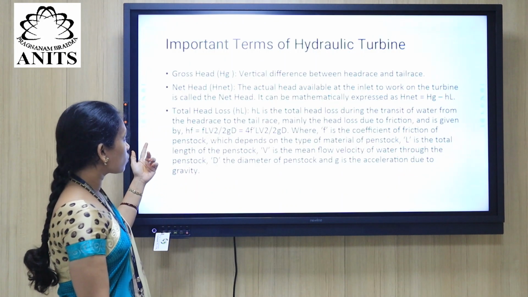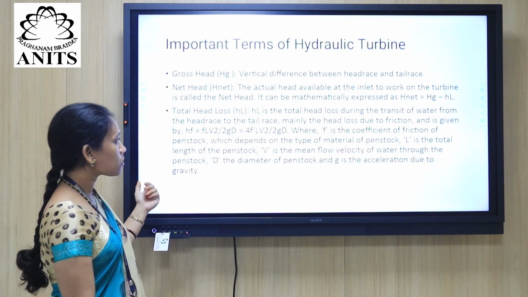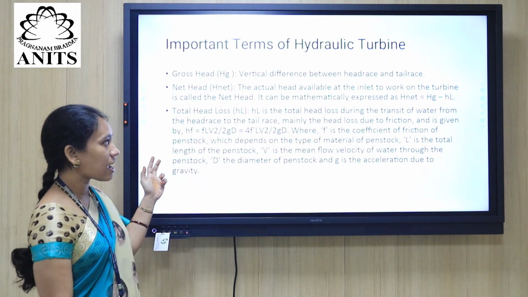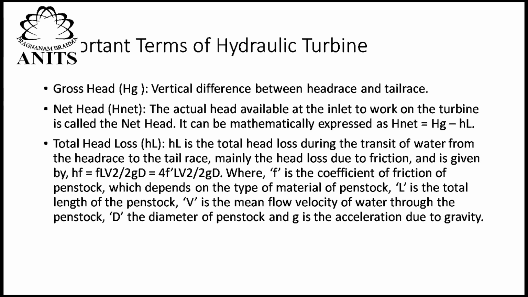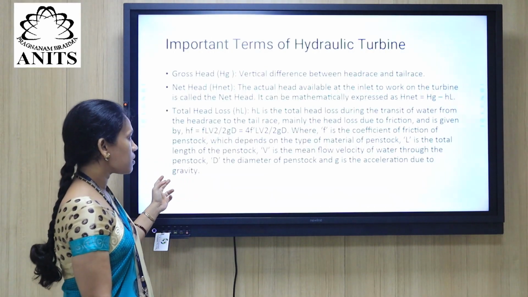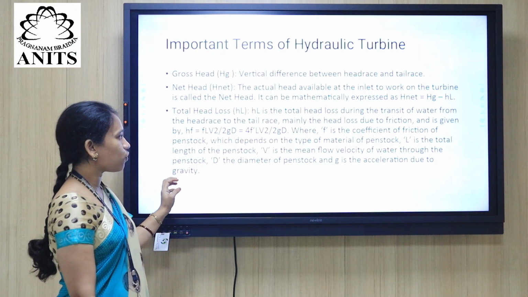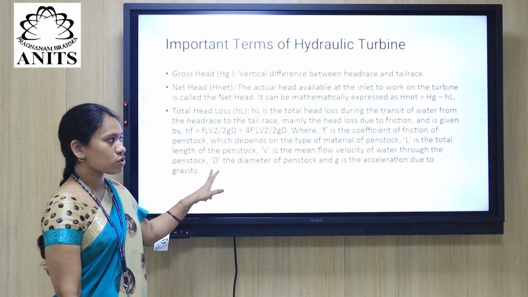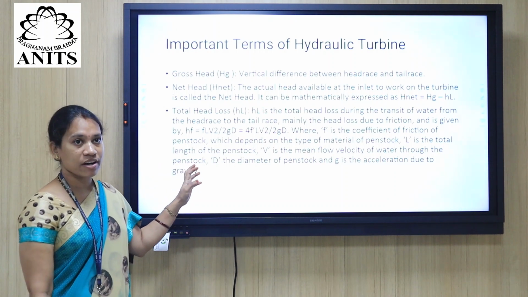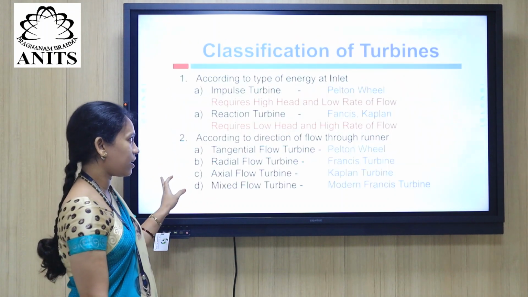So what is gross head, what is net head, and what is total head loss? These are the important terms. Gross head is the head difference between head race level and tail race level. Net head is the gross head after subtracting major losses. The major loss formula is 4FLV²/2gD. We need to calculate the major loss present in the penstock and subtract it from the gross head to get the net head value.